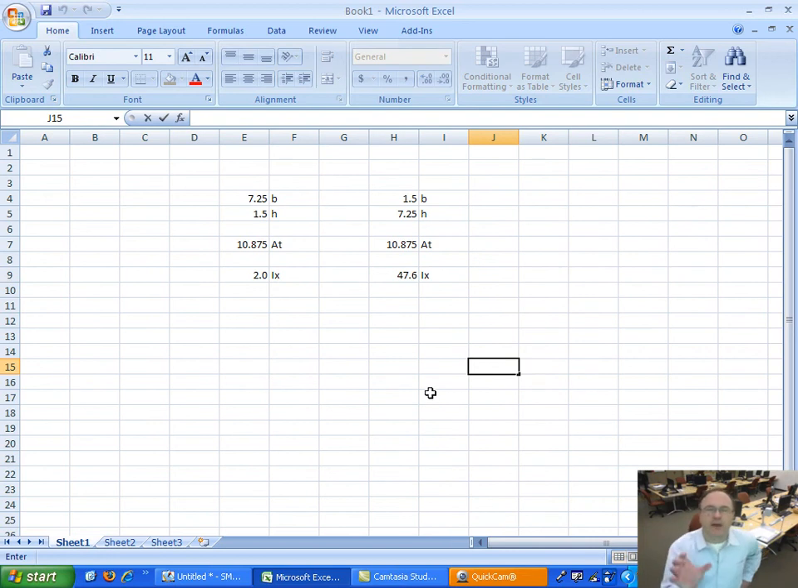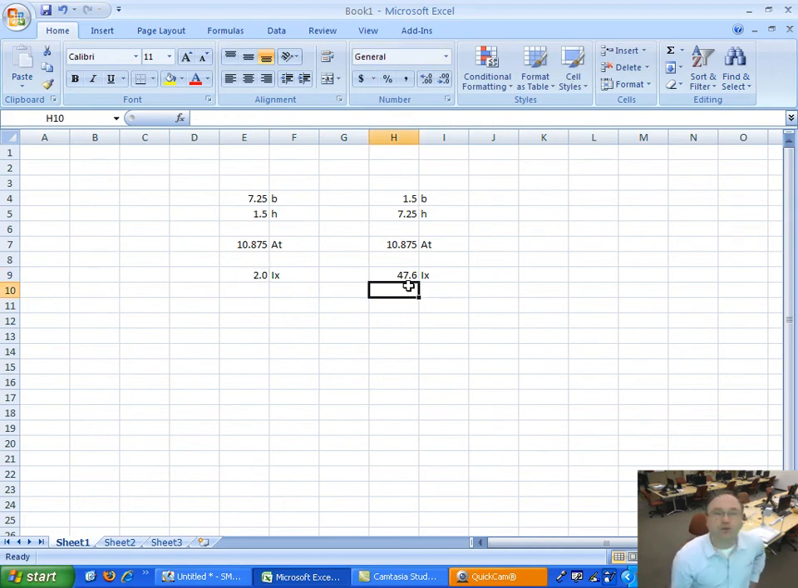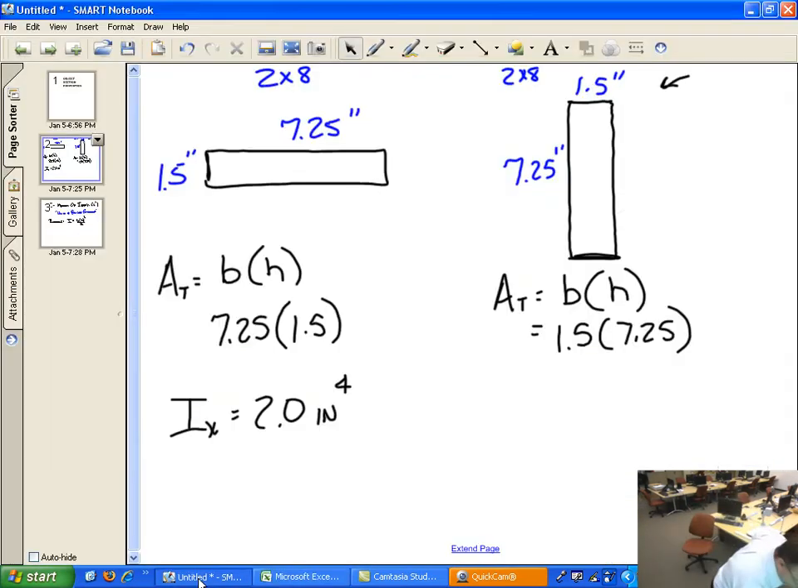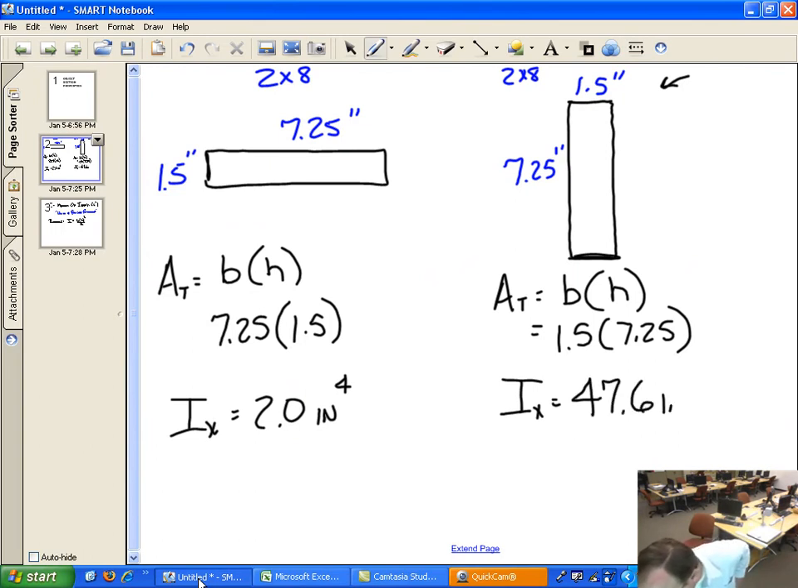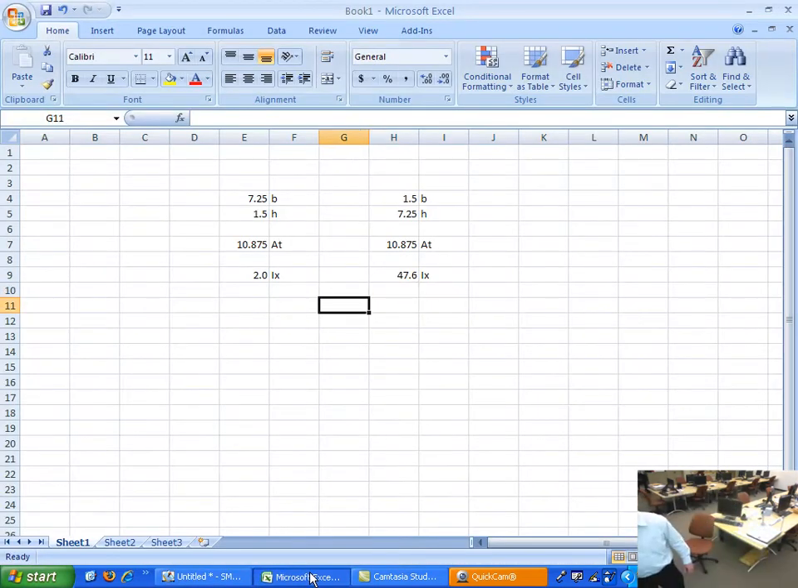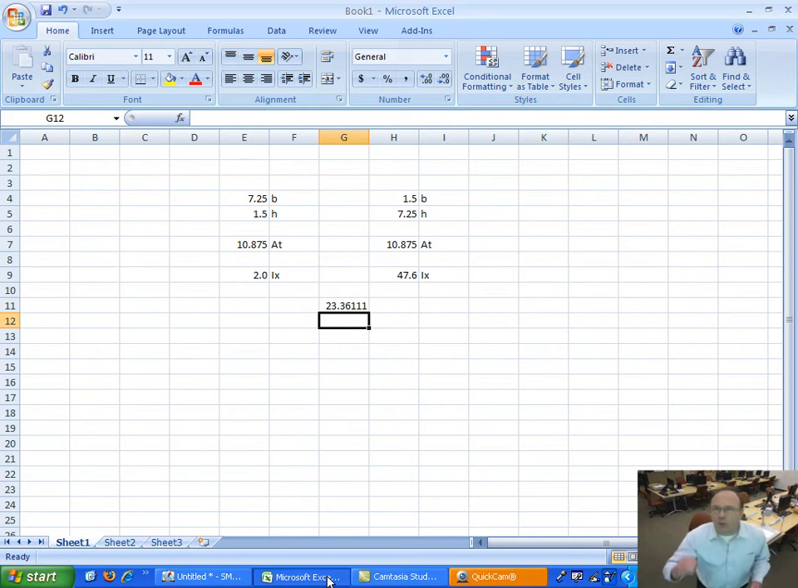Look, when we flip that beam around, we increased from 2 to 47.6. So we went from 2.0 to an Ix of 47.6 inches to the 4th. We increased this over 23 times. We got 23 times more units of resistance to bending by orienting it up and down as we did laying it flat.